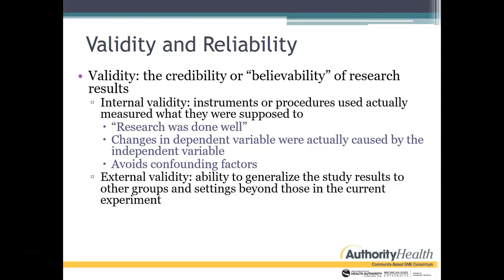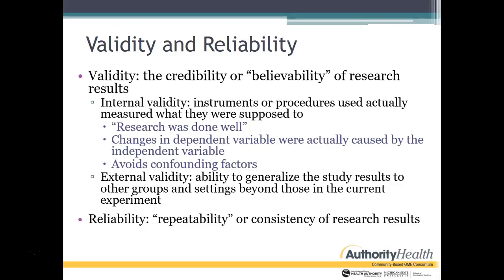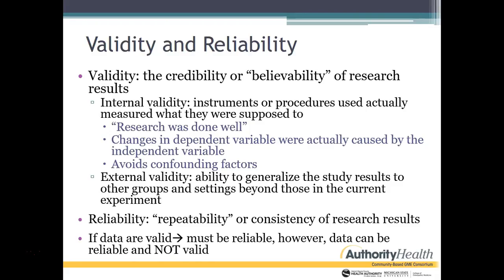Internal: what you were trying to measure was actually measured. External: what you found was able to be generalized beyond your specific sample. Now, reliability is the repeatability or consistency of research results. So if your data are valid, they must be reliable. However, data can be reliable and not valid.